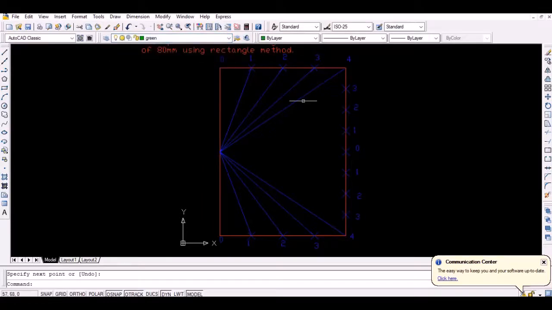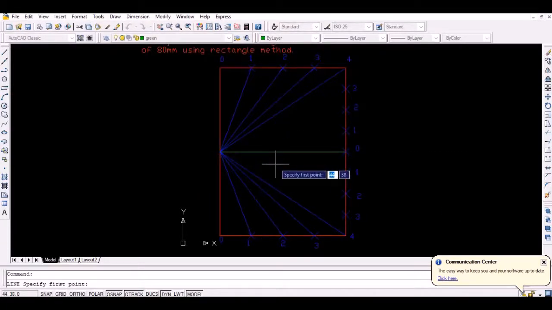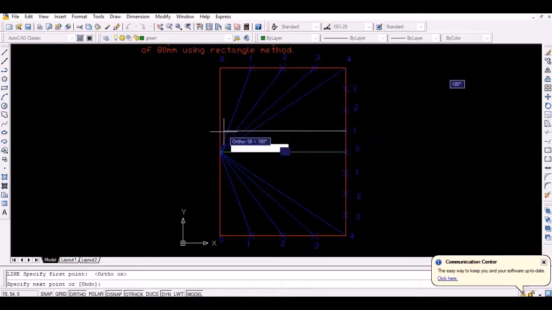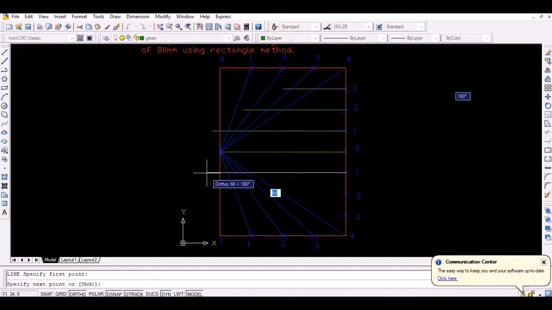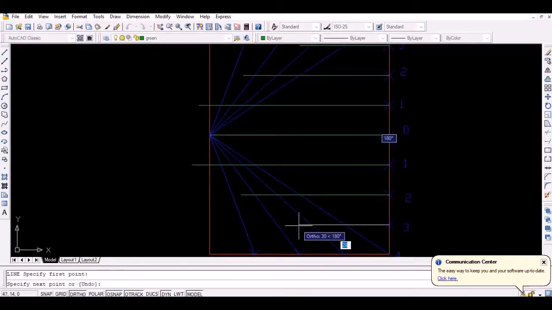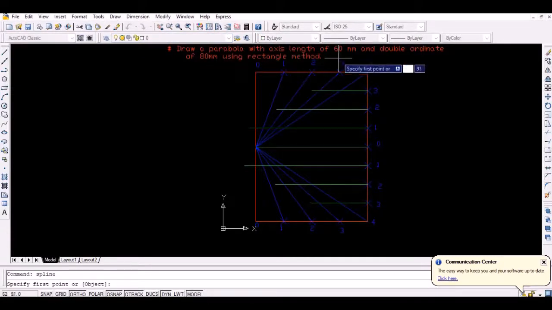Now, draw horizontal lines from points 0 to 4 along the length as shown below. The intersection of the inclined line and the horizontal line represents a point on the parabola. Finally, join the thus obtained intersection points with a smooth curve to obtain the required parabola.